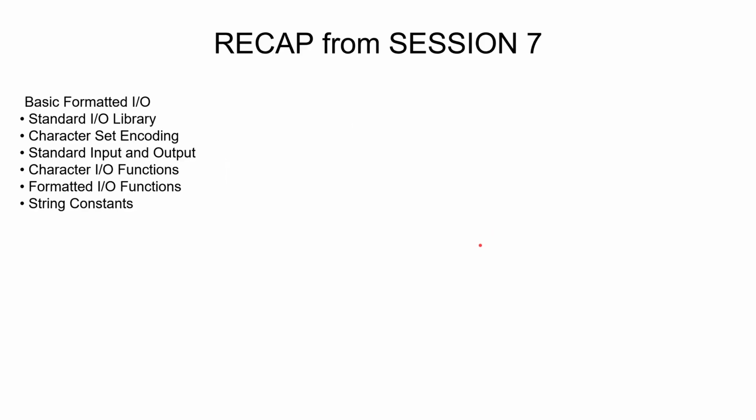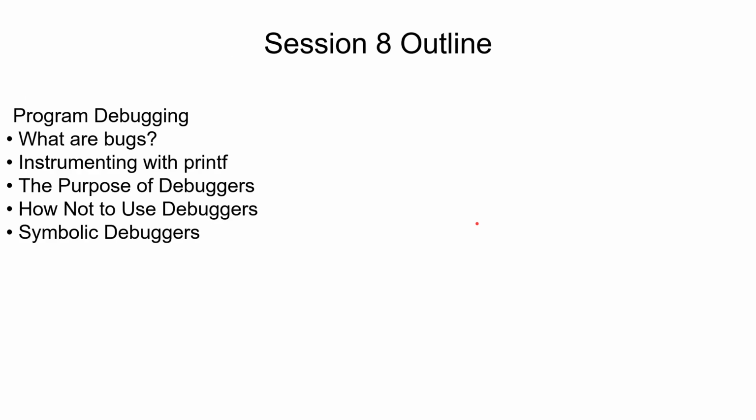A quick recap from last time, we went over basic formatted I.O., character set encoding, and the various file I.O. functions in the C standard library. This time we'll be going over debugging your programs.